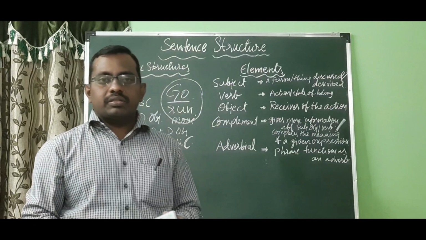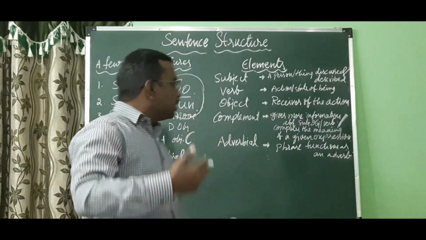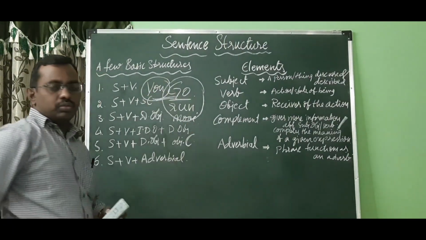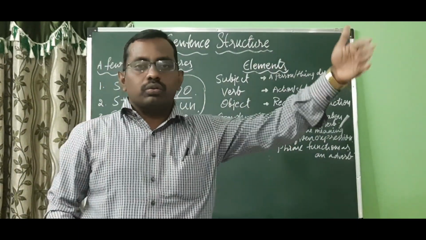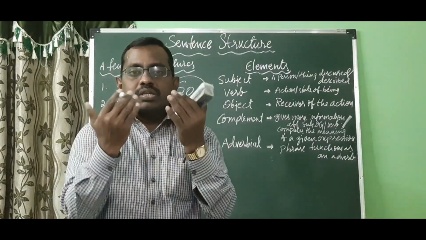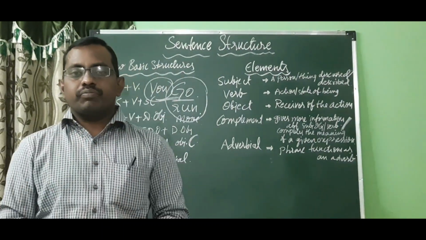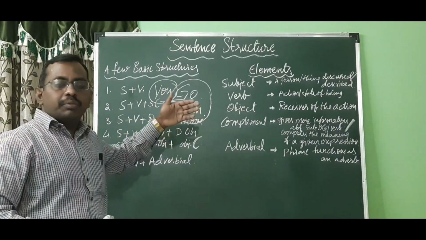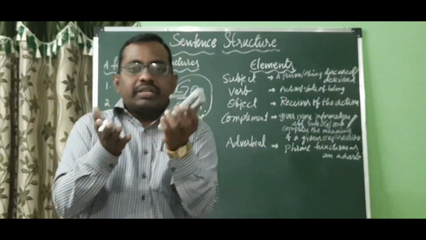For an imperative sentence, the subject is the listener. Here, you is implied. You is understood. Go means you go. Go. Run. Move. Whatever we tell the listener, that is an imperative sentence. Clear? So it is the shortest sentence in English.